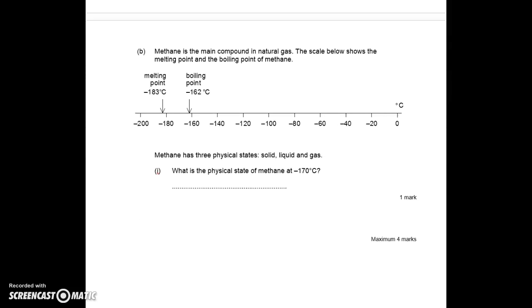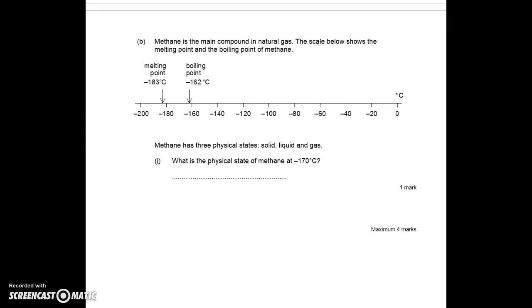Okay, part B. Methane is the main compound in natural gas. The scale below shows the melting point and the boiling point of methane. So over here it melts. This is where a solid is going to become a liquid. Now I know that sounds really strange to you because you're thinking that things are frozen when they're down here, okay? But here we're looking at solid going to become a liquid at negative 183, and actually the liquid will become a gas at negative 162, okay?